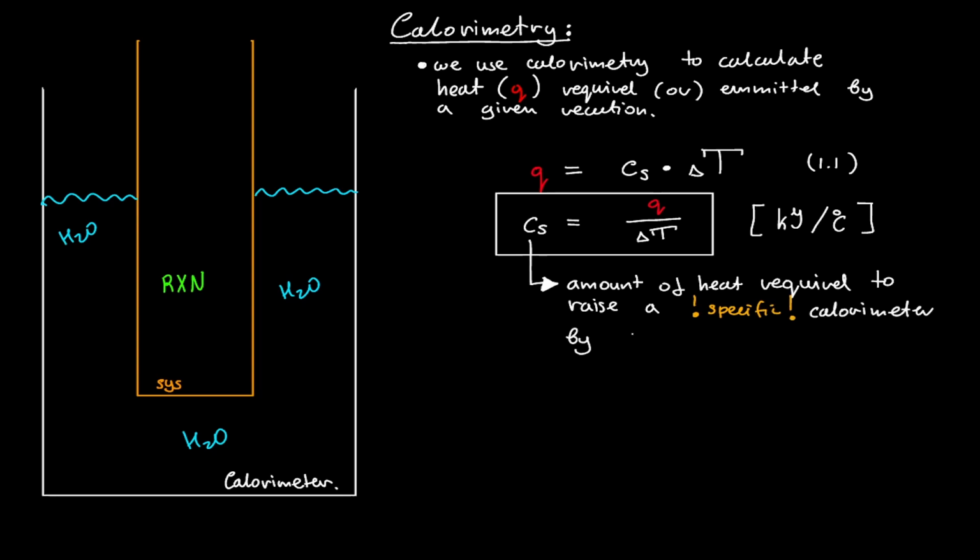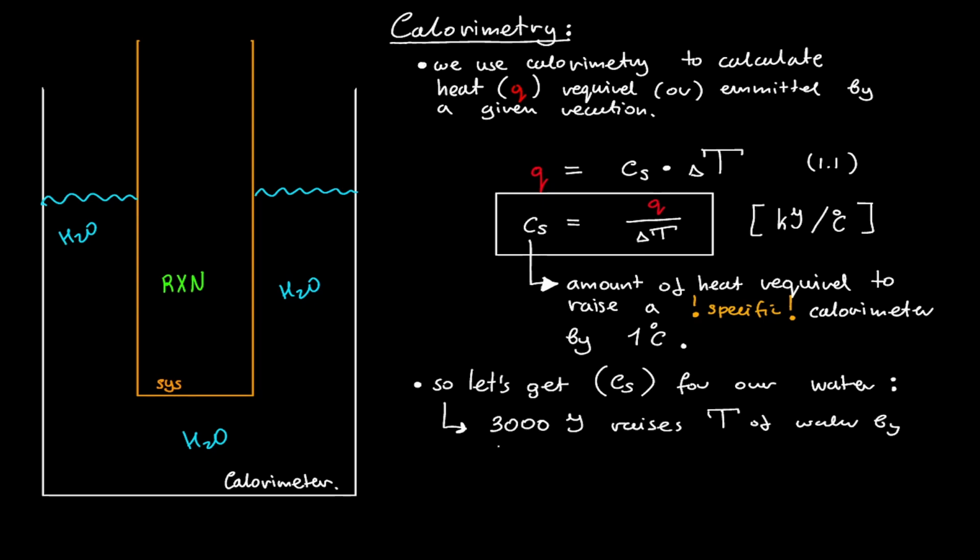Here you may see the formula for our heat transfer, and it is dependent on the specific heat capacity of our calorimeter. Whether the calorimeter is, for example, a polystyrene cup, or water, like in our example, the main point is that every calorimeter has its own Cs. It is the amount of heat required to raise a specific calorimeter by 1 degree Celsius.